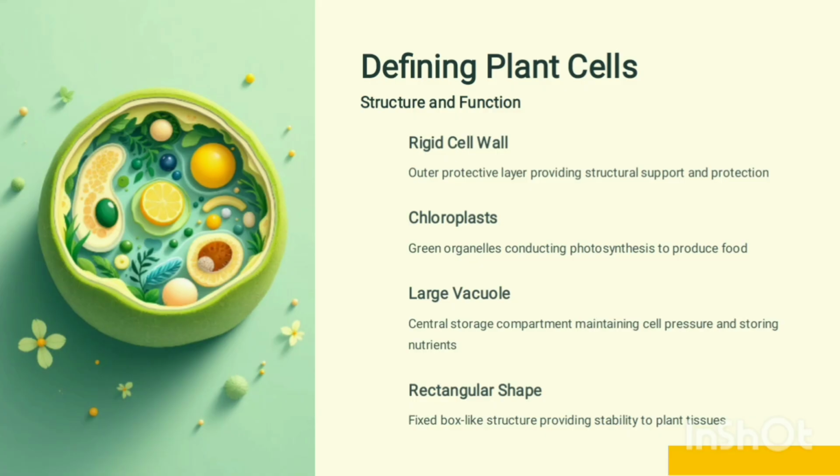Here are some key features of plant cells, which are distinct from animal cells due to several specific structures. Here is a short summary of the main points. Rigid cell wall. This outer protective layer provides structural support and protection to the cell. Chloroplasts. These green organelles are responsible for conducting photosynthesis, the process used to produce food. Large vacuole, a central storage compartment that helps maintain cell pressure and stores essential nutrients. Rectangular shape, plant cells typically have a fixed, box-like structure that provides stability to plant tissues.